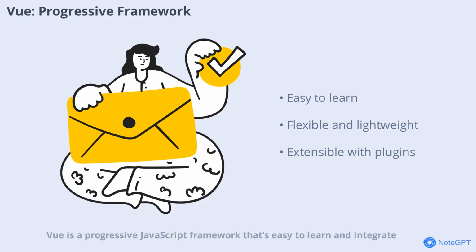Vue is a progressive JavaScript framework that's easy to learn and integrate. It focuses on building user interfaces with a simple, flexible approach. Vue's core library is lightweight, but it can be extended with plugins and tools for more advanced features. Its gentle learning curve and clear documentation make it popular among beginners and experienced developers alike. Let's explore what sets Vue apart in the JavaScript world.